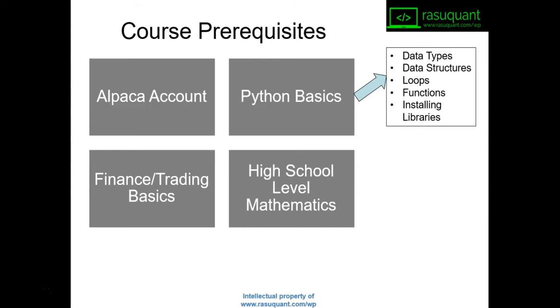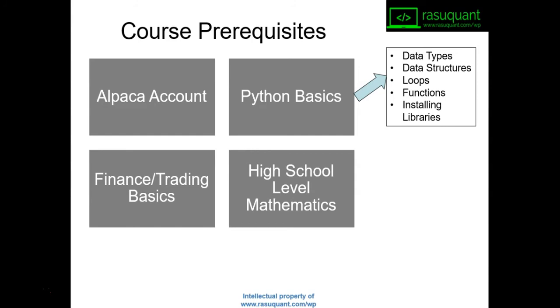You will need an Alpaca account. Let me clarify that for the purposes of this course, you don't need a funded Alpaca account. You need only a paper trading account. And to open a paper trading account with Alpaca, all you need is a valid email ID. So even if you have only Alpaca's paper trading account, you should be fine for this course.